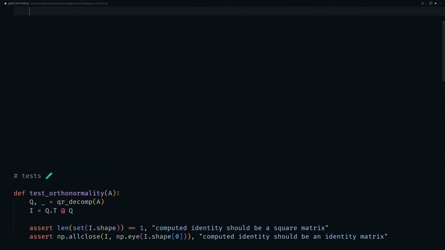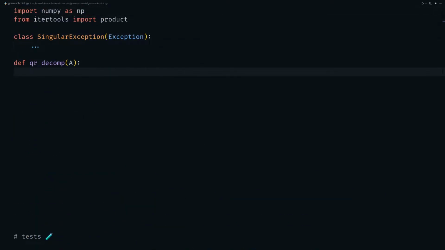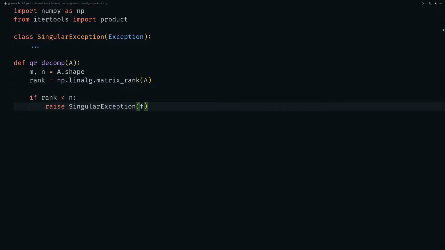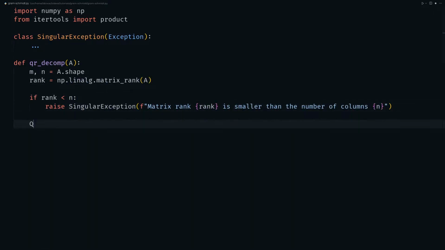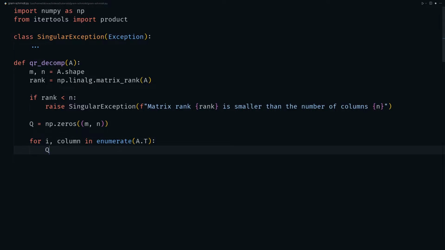Anyway, so here I've got a few basic tests, which I'll go over later, but let's start by writing our QR decomp function. Get the shape and rank of our matrix here, and make sure its rank is not less than its number of columns. We can initialize what will become our orthonormal matrix Q here with the right shape, and iterate through each column of our original matrix.